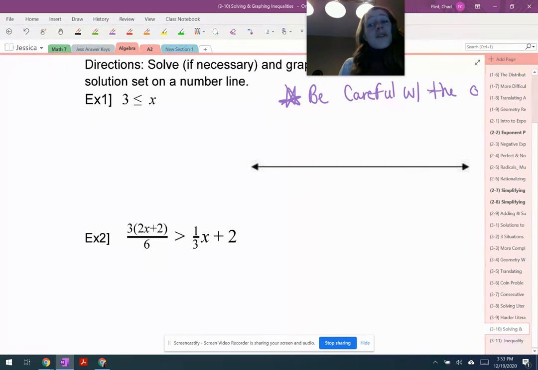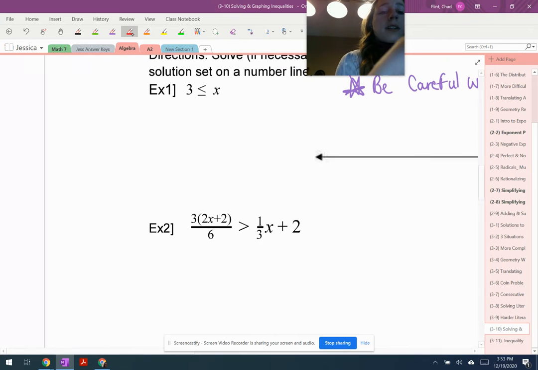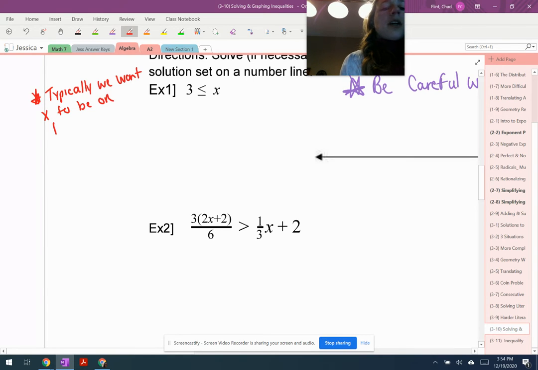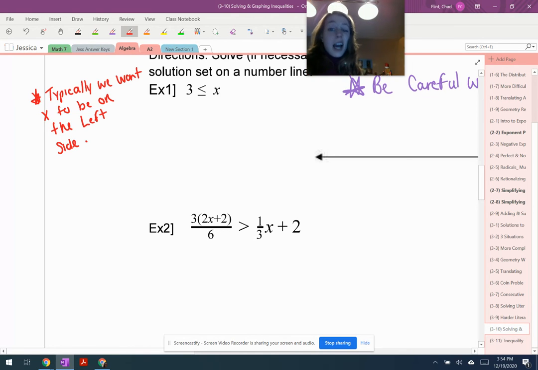Now, typically when we solve an equation, we like the x to be on the left-hand side. So let's make a note of that also. Typically, we want x to be on the left-hand side. It's okay if it's not, you just have to be careful when you're graphing it.